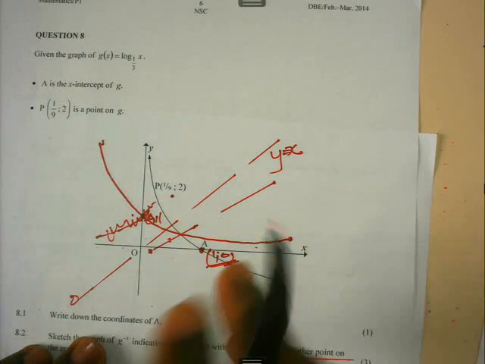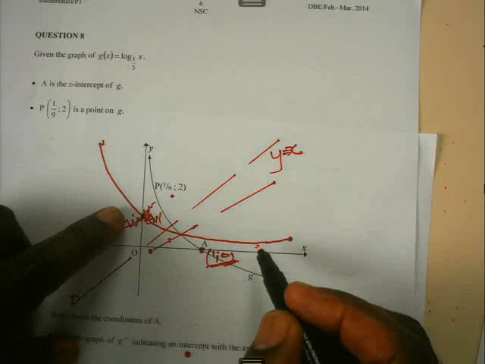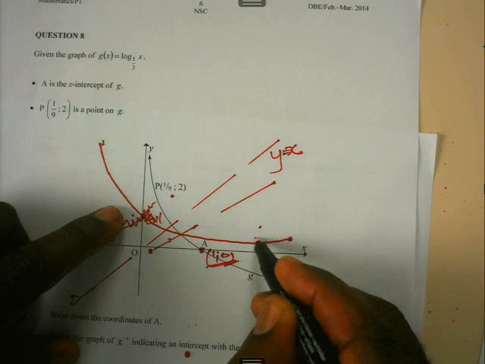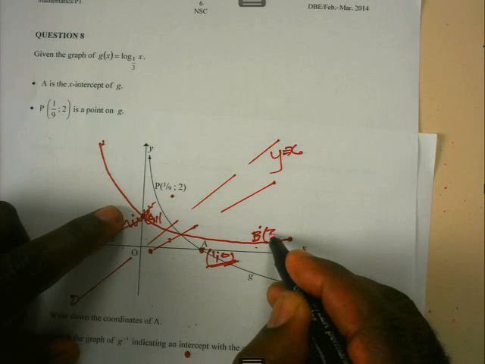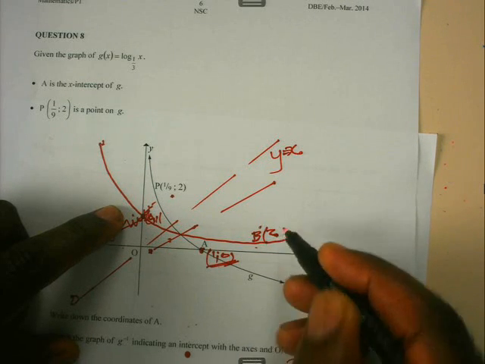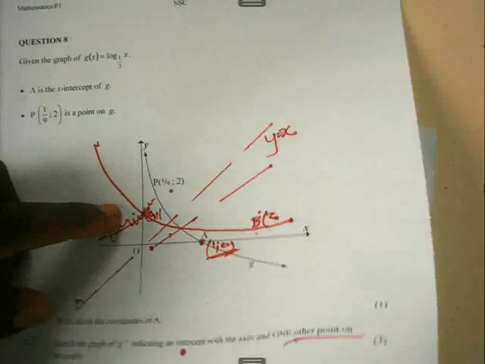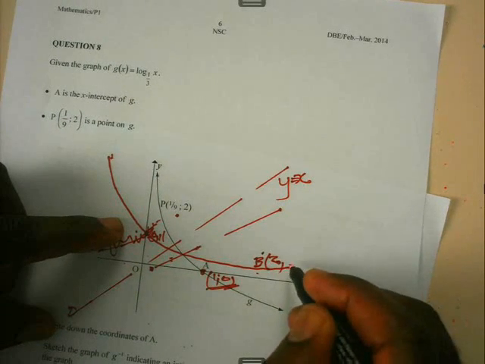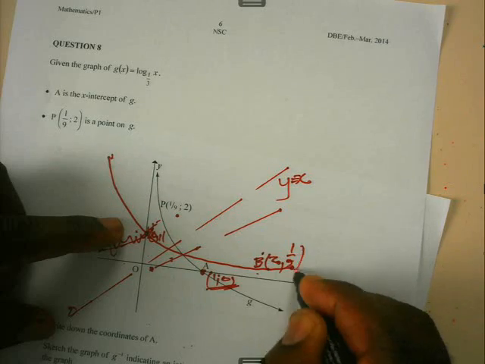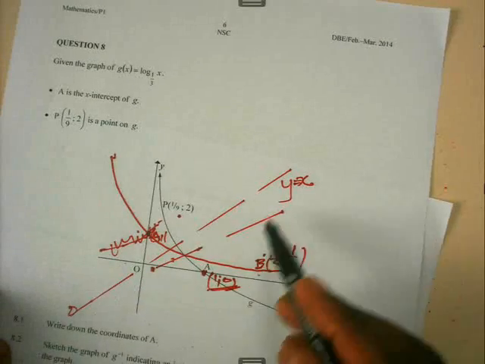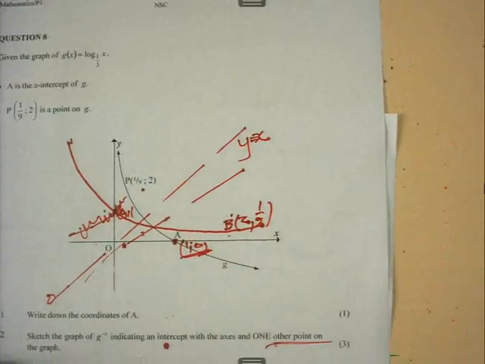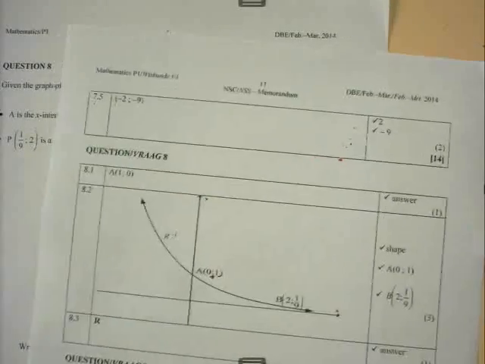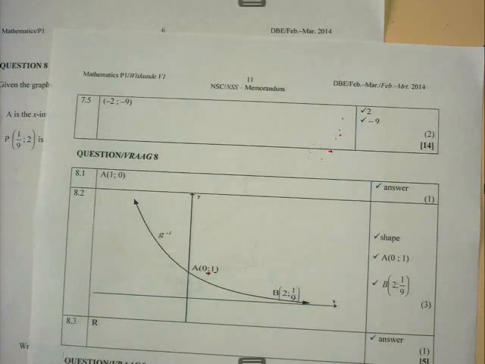And the coordinates, we also interchange them. The coordinates of this point, which I'm going to refer to as B, must be 2 and 1 over 9, because we are just interchanging them. I'm sorry for this mess that I've created, but this is basically how it should look. And this is basically our inverse.